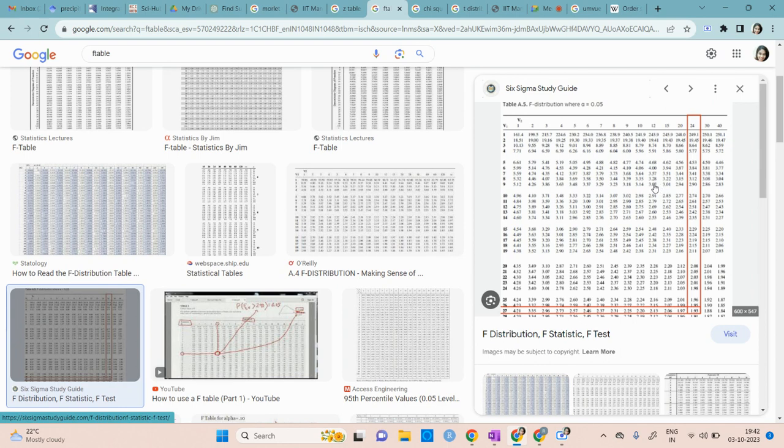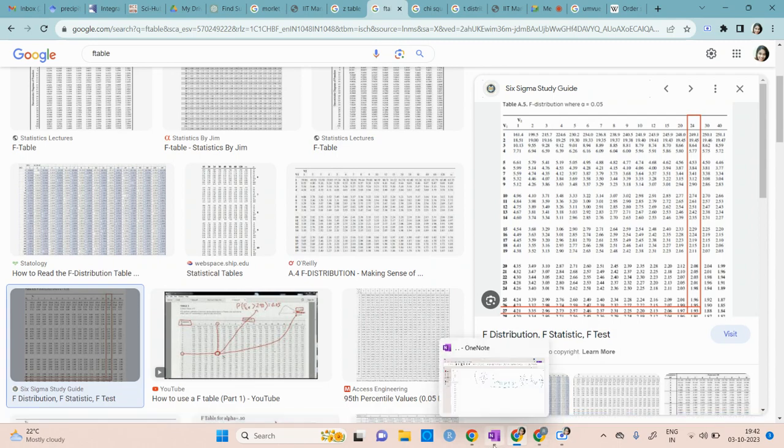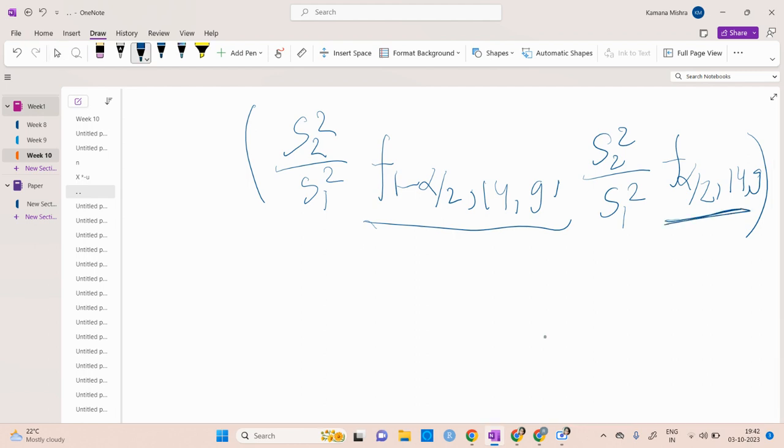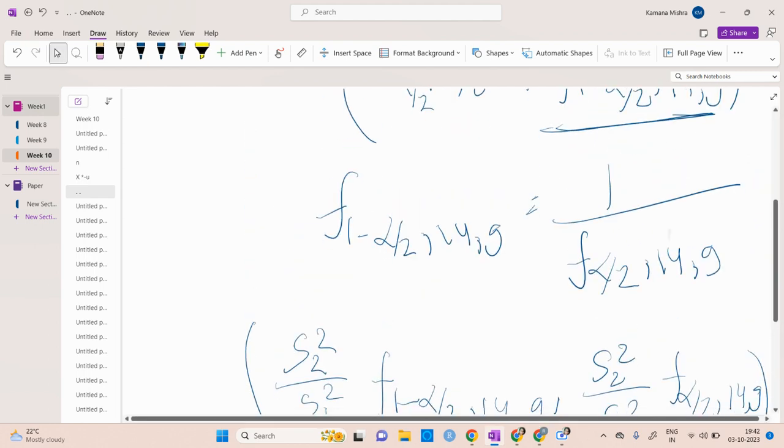So it will be something like 3.0. Like it is 14, so it will be nearby 15. So it will be 3.02. We can take that, right. So let's say this one will be 3.02.